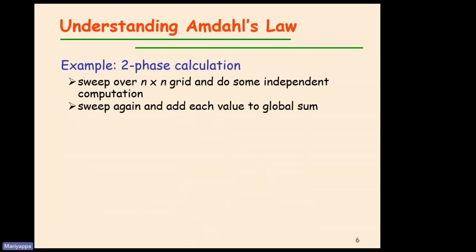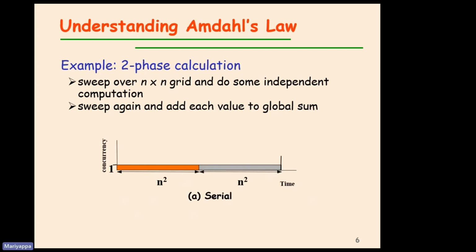Okay. Now, let's give an example for this Amdahl's law. Assume that I do a computation on an n by n grid, and then I want to accumulate all of these values into a single value. The sequential algorithm will go through all of these n squared elements and slowly accumulate them one by one, so it will take another n squared. So your serial time is 2n squared. It's very simple.